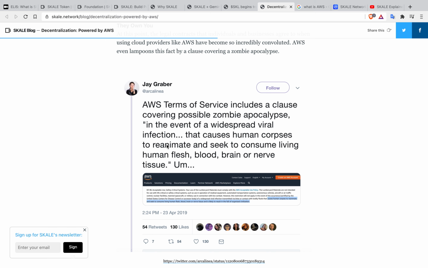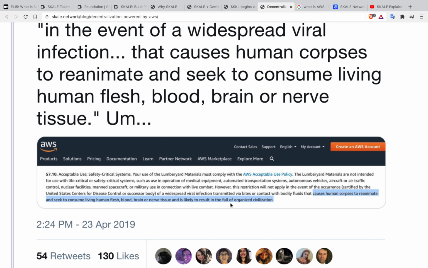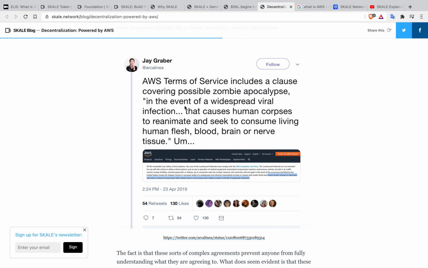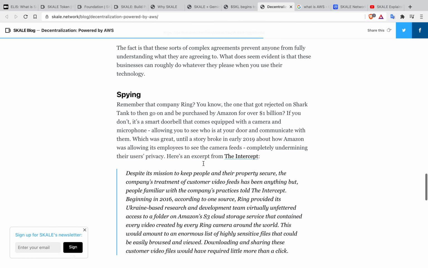So that causes human corpses to reanimate and seek to consume living human flesh, blood, brain, or nerve tissues. Apparently this is a term in the Amazon AWS agreement. I don't know for sure. You have to check it out. So take this with a grain of salt. You know, this could be forged. So look into this yourself if you want to confirm it, but maybe this is just an inside joke, obviously. Or maybe it has an interesting meaning behind it, because obviously we do have a pandemic on our hands right now. So, well, make of that what you will.